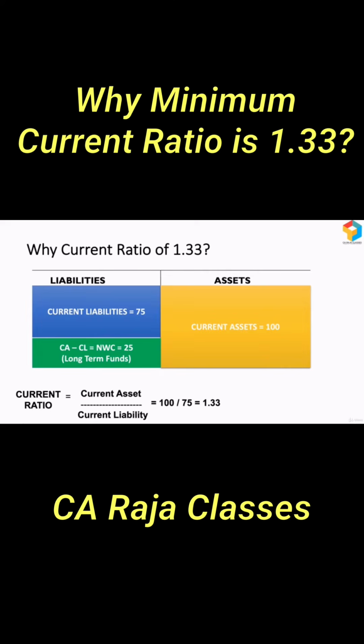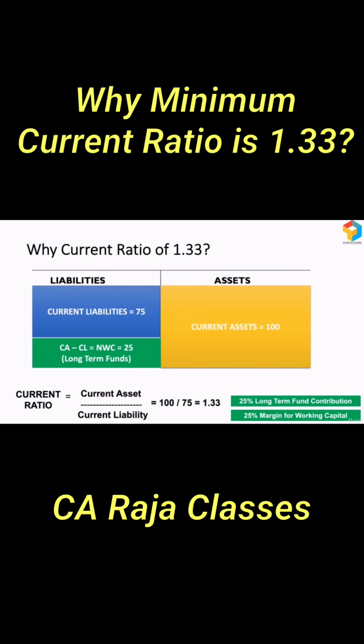So when the current ratio is 1.33, we can safely conclude that 25% of the current assets are funded by long-term funds. It means there is a 25% long-term fund contribution for creating current assets, and that's what most of the banks stipulate as margin for working capital.